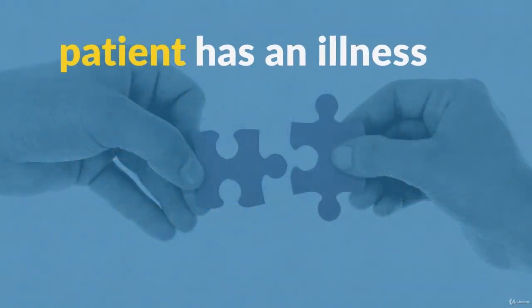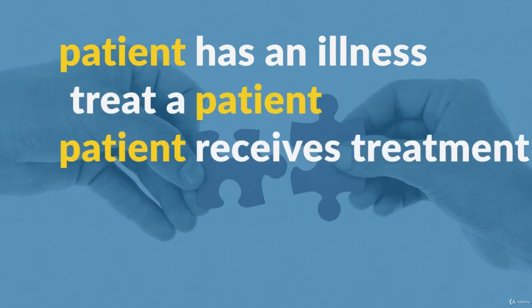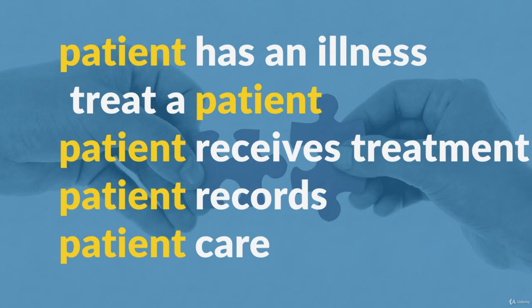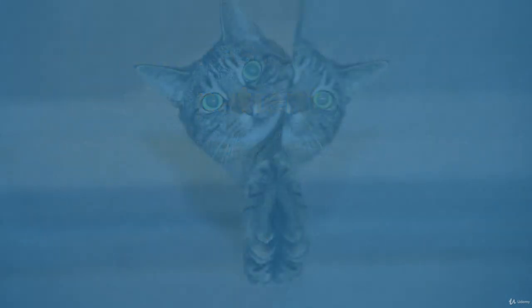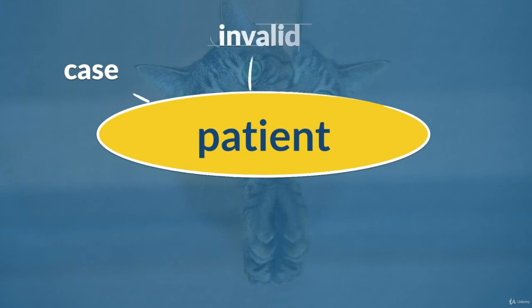And some common collocations: a patient has an illness, a doctor treats a patient, a patient receives treatment. We talk about patient records and also patient care. And some synonyms for patient: sometimes we talk about a case as well, a medical case. An invalid. An invalid is often somebody who can't move properly, a sick person.